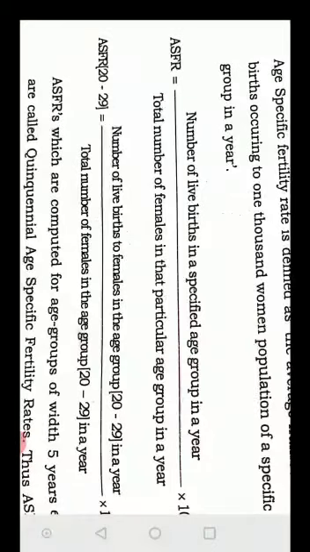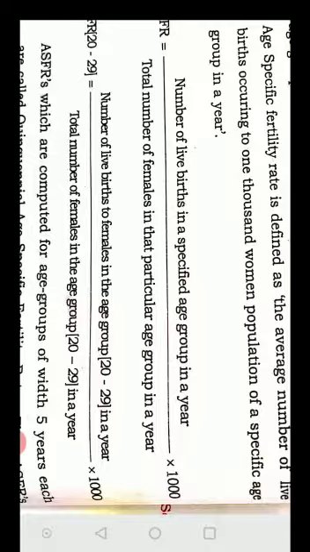So I will write the formula as the number of live births to females in the age group 20 to 29 in a year divided by the total number of females in that age group only, that is from 20 to 29 in a year, into 1000. So please remember, the formula clearly says in its own words: age specific fertility rate.